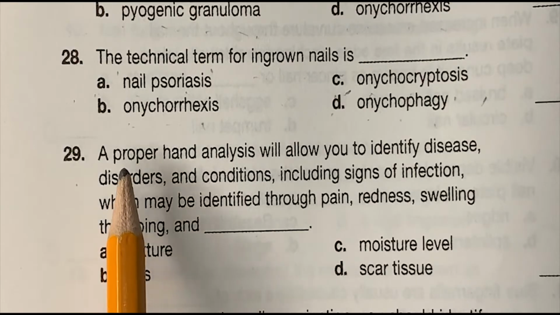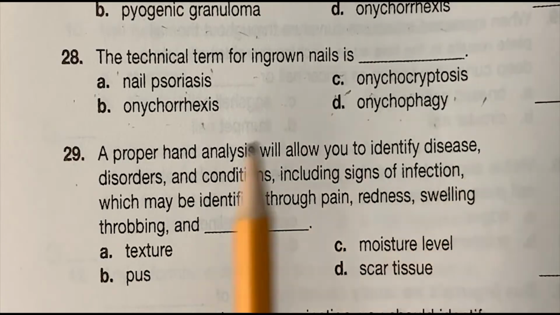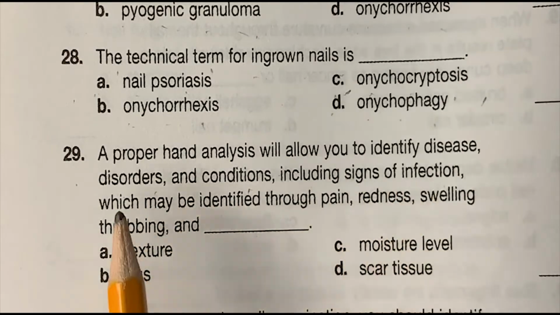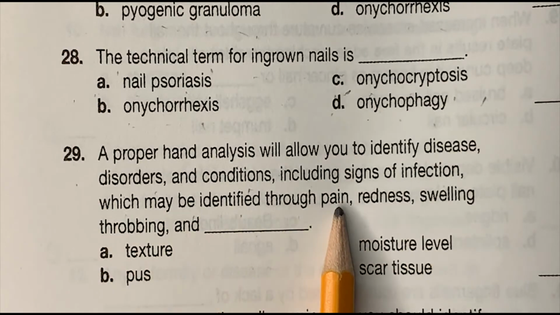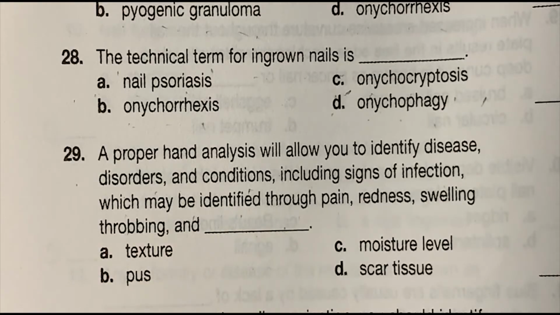Number 29, a proper hand analysis will allow you to identify disease, disorders, and conditions, including signs of infections, which may be identified through pain, redness, swelling, throbbing, and blank. Is it A, texture? B, pus? C, moisture level? Or D, scar tissue? And your correct answer is B, pus.